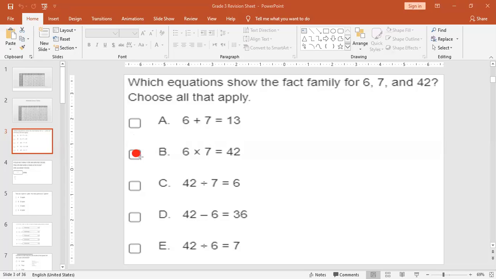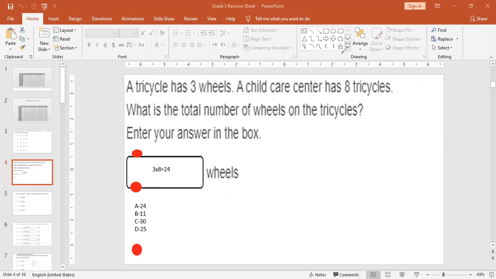That's right. 6 plus 7 is 13. No, I don't have 13 here. 42 divided by 7 equals 6. Yes, that's from the fact family. If I divide the answer, or the quotient, by the multiple here, it will give me this answer. So it will be yes. Excellent. 42 minus 6 equals 36. No, it's not in my fact family. 42 divided by 6 equals 7. Yes, that's in my fact family. Okay, so these are the answers. Don't forget. Let's go to the next slide and delete this.